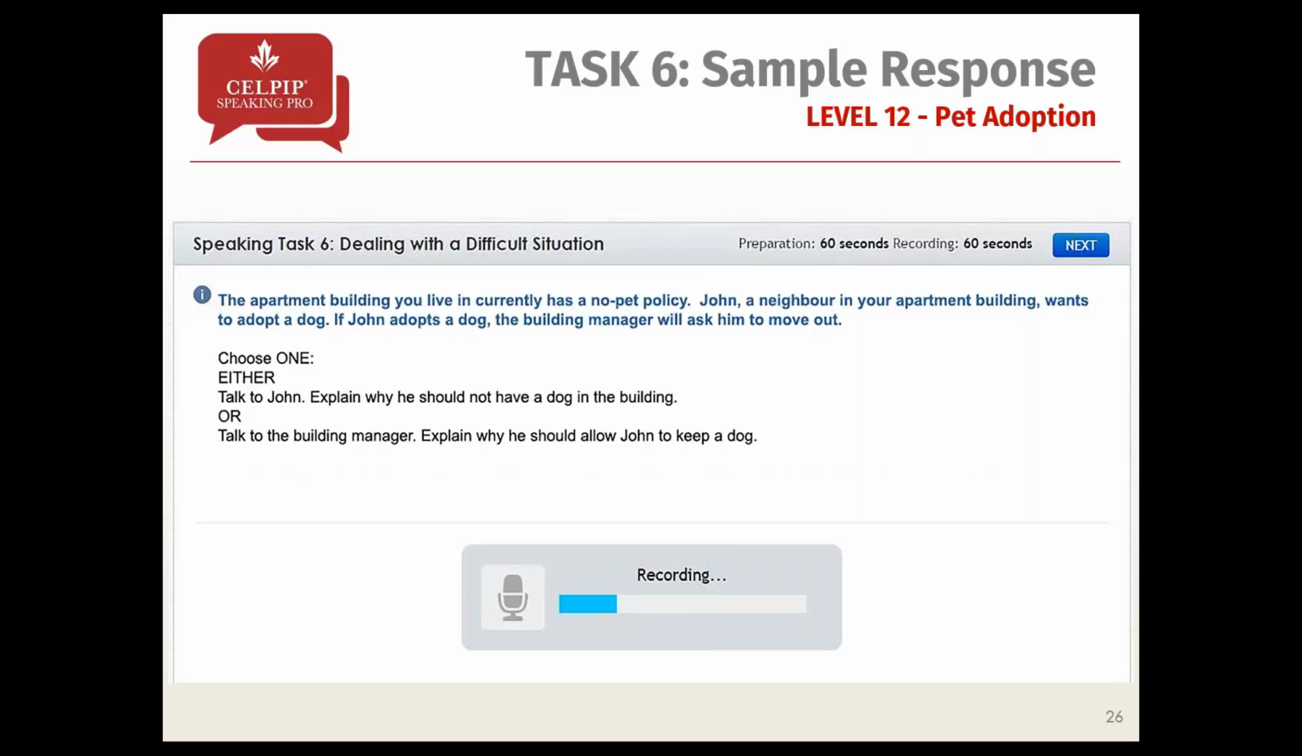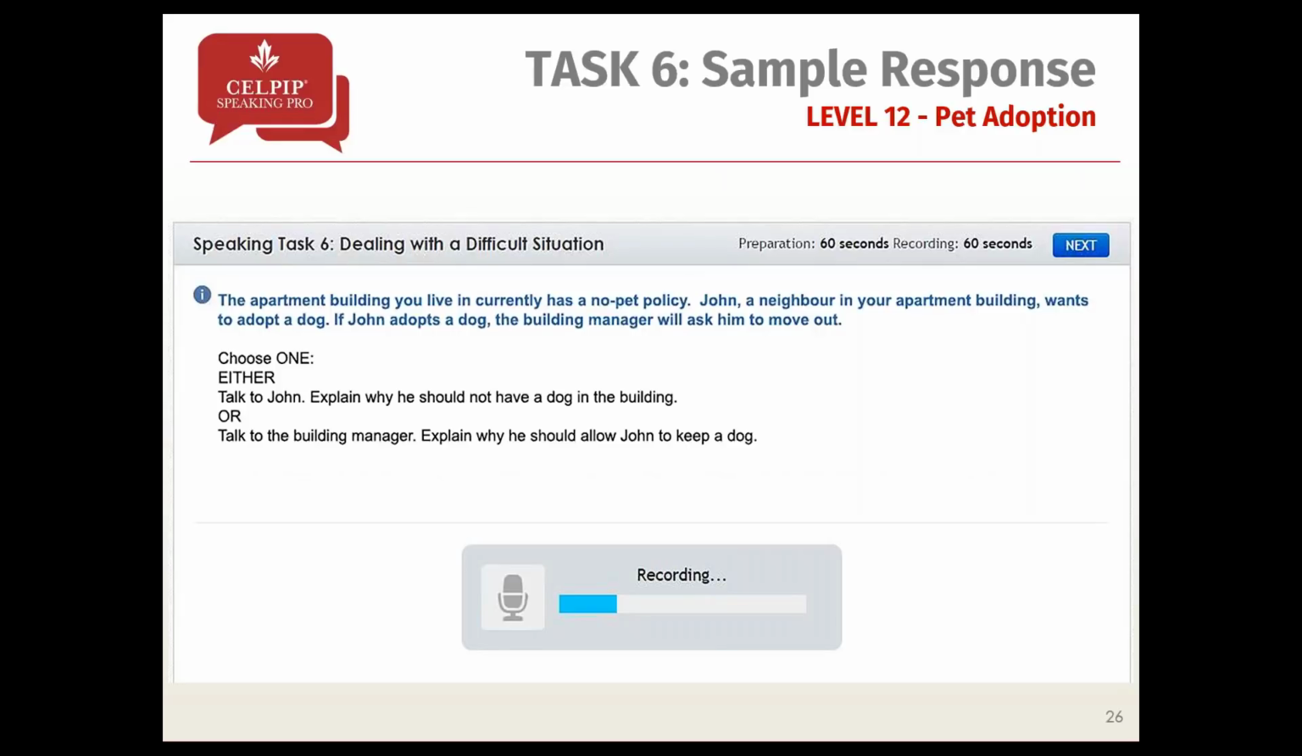Having said all of that, whatever you talk about needs to be relevant to the question, and you need to develop each point well. That's the bottom line. Does that help? So with that in mind, why don't you listen to this test taker? This is a level 12. So I want you to notice anything you think that helped this test taker score so high.